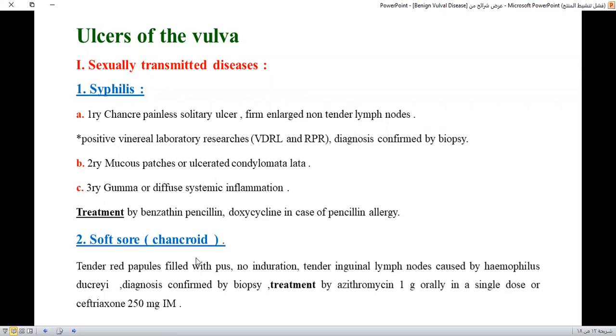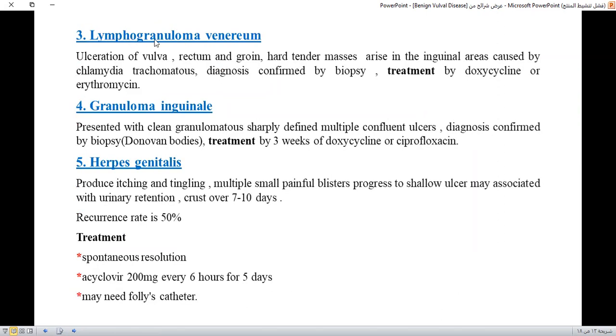So for soft sore the treatment will be azithromycin 1 gram single dose or ceftriaxone 250 milligram intramuscularly. We also add an antiseptic and an antihistamine. If a patient comes with itching, we can use calamine lotion because of the tender red papules filled with pus. This is the soft sore chancroid. Third point is lymphogranuloma venereum. There is ulceration of the vulva, rectum and groin.